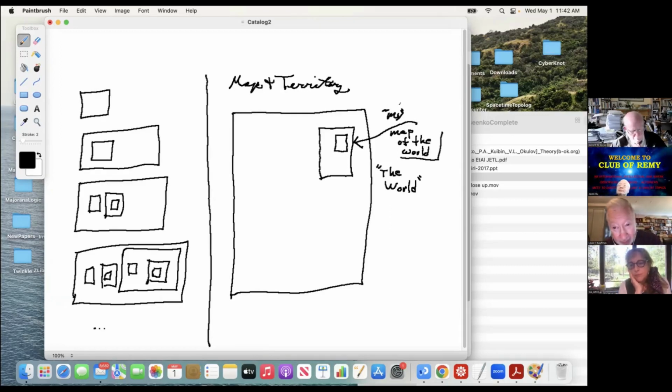I have my little map of the world, but my little map of the world has inside it my map of the world. And then this one at this point is still not quite right. It needs a little map inside it. But having drawn it, this one is not quite right. It needs a little map inside it. And we'll have to do this forever in order to get a correct picture of the world and the map of the world.